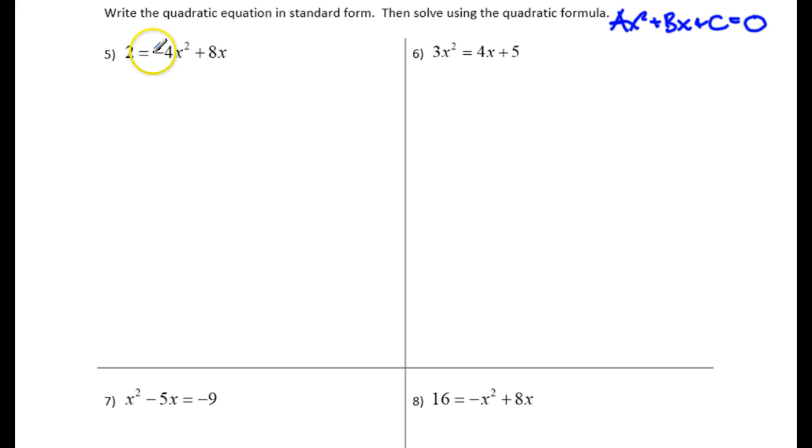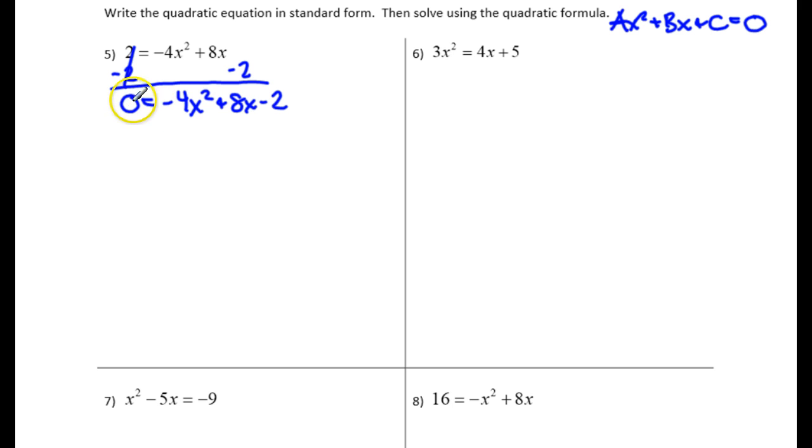So if you look here, this one is not ready to go because here's my a, here's my b, but I need to move my c over to the same side. Okay, so it's got to be set up right first. So to move this 2 over here, same way we've been doing all year, to move it by doing the opposite, we're going to do minus 2 on both sides. So now it's 0 on this side equals negative 4x squared plus 8x minus 2. Alright, so now it's ready to go.